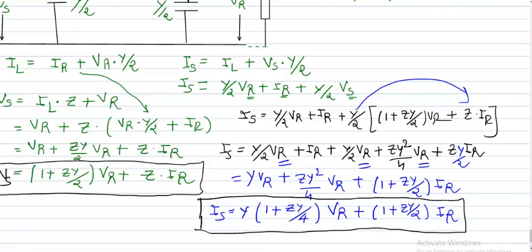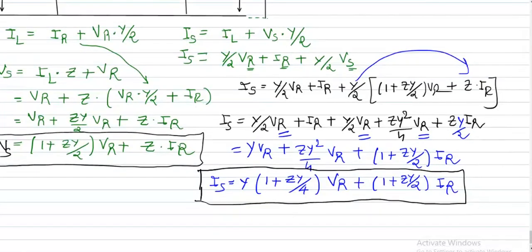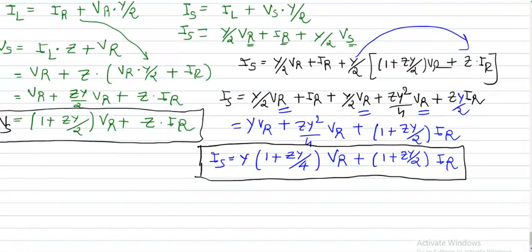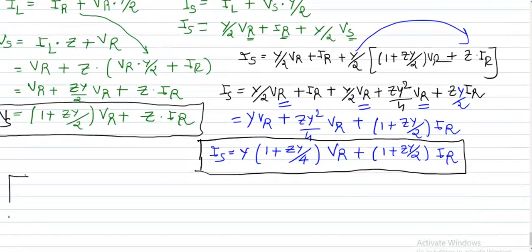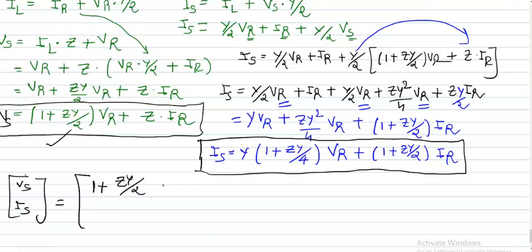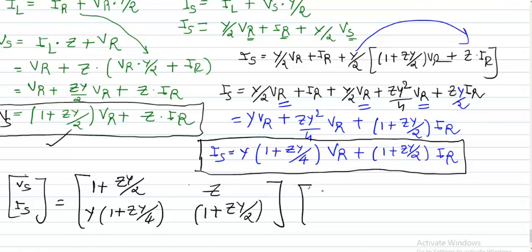So again we have the two equations, Vs and Is in terms of VR and IR. So I will write it in a box in matrix form. Vs Is is equal to, what about the Vs? It is 1 plus ZY by 2, using this equation, into Z. And what about the Is? It is Y into 1 plus ZY by 4 into 1 plus ZY by 2, right? And this is multiplied with VR and IR.